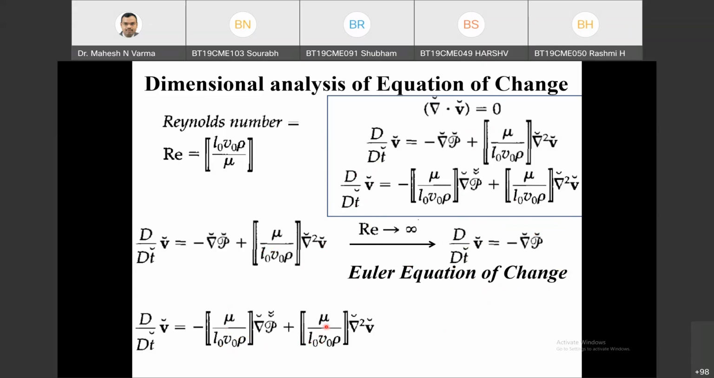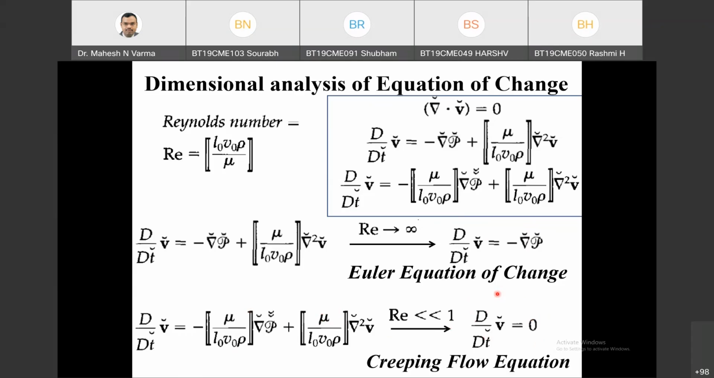Similarly, in the second dimensionless equation, this is again 1 upon Re. If Re is very small, what will we get? These terms equal 0. You will get a non-accelerating flow, and this kind of flow is called creeping flow.